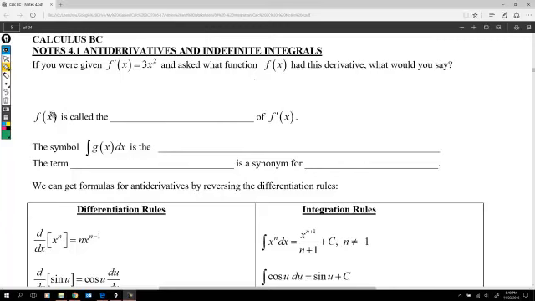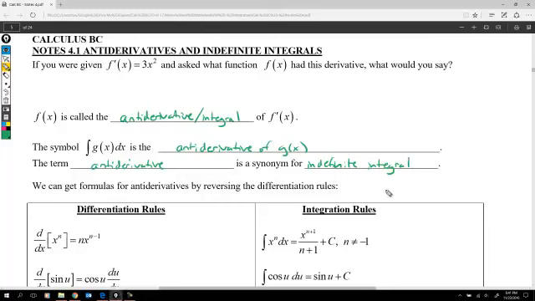So my original function f of x is called the antiderivative, the opposite of a derivative. Or we can say the indefinite integral of f prime of x. All right, so this symbol here is the antiderivative of g of x, okay? And the term antiderivative is a synonym for indefinite integral. And again, this is different from what we've done already.